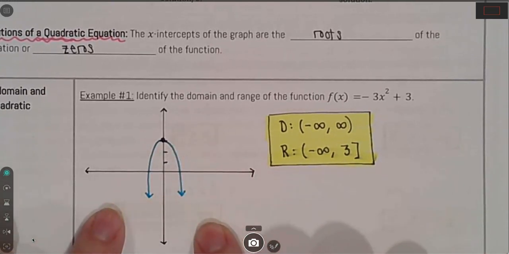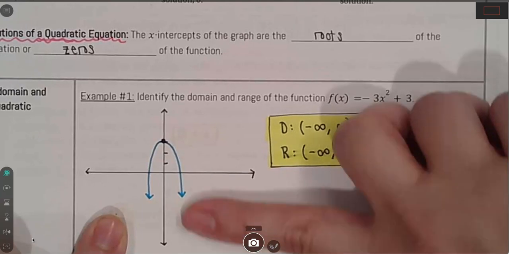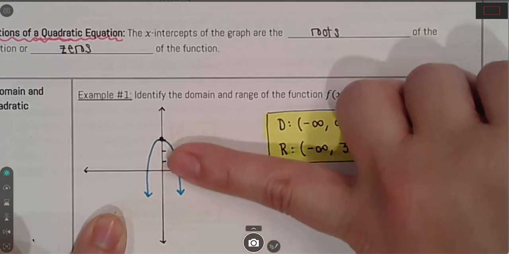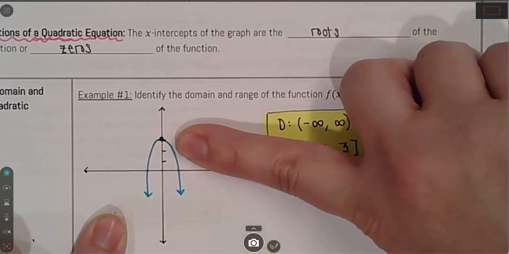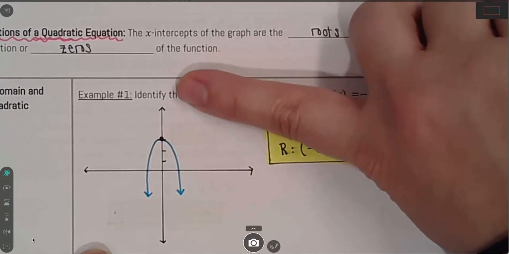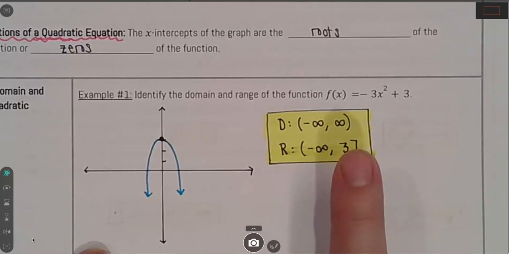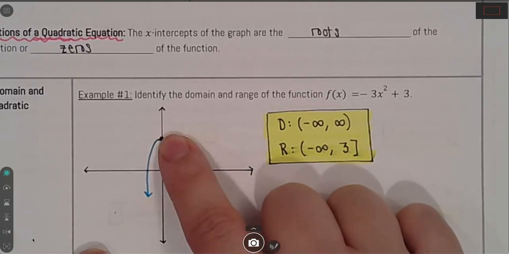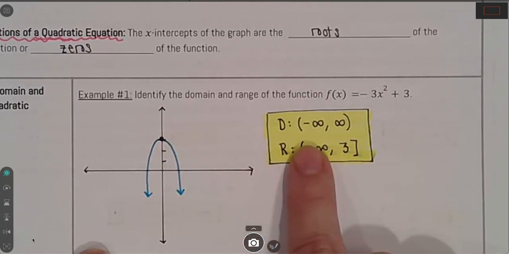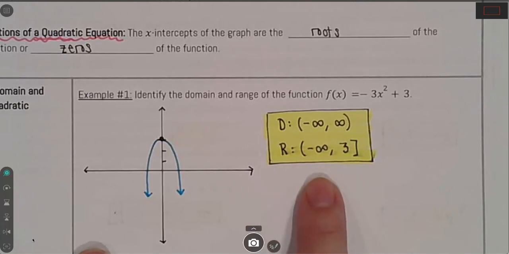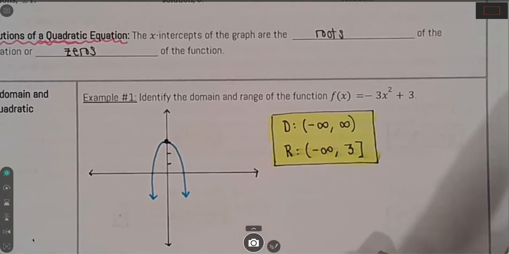It's all real numbers. But my range is negative infinity to 3, because as you can see, the graph does not pass 3. It doesn't exist up here. And notice that I've put a bracket on the 3 because it includes 3. So domain, negative infinity to infinity, range, negative infinity to 3, including 3.